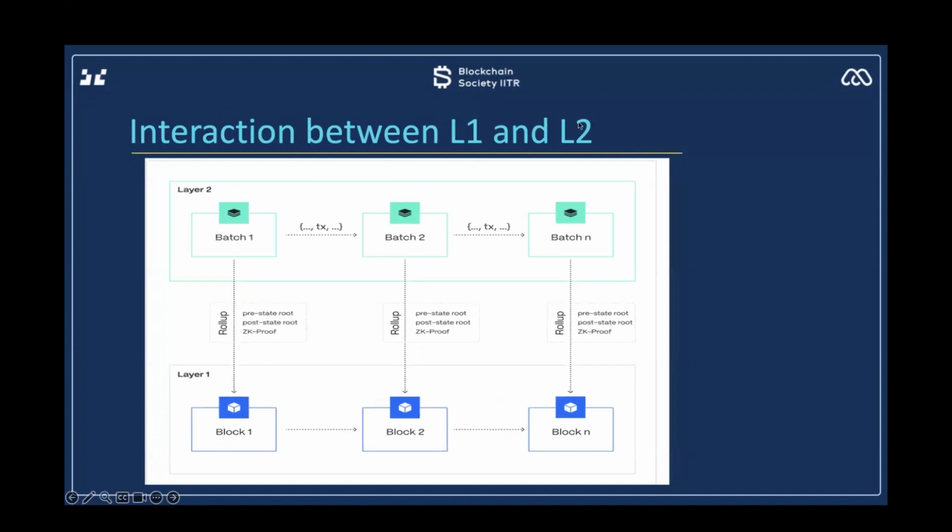So, interaction between L1 and L2. What happens? Say there is a batch. There are hundreds and thousands of transactions. They are batched together. The proof is generated and some public inputs are provided. The public inputs include the pre-state root and post-state root. The proof is already there. All these inputs are provided to layer one. The verifier contract will take the inputs, take the proof, verify that yes, the final states are correct, and then the transactions will be included in the block in layer one.